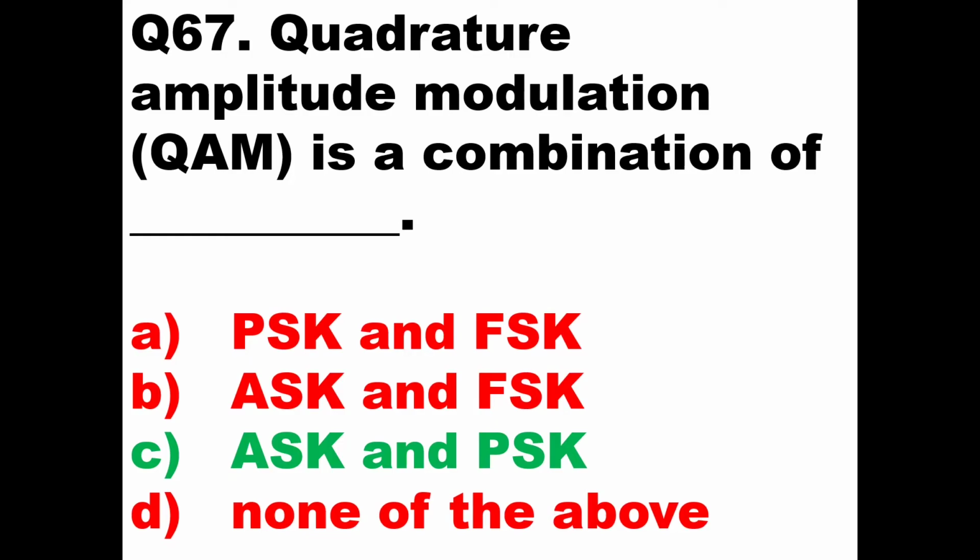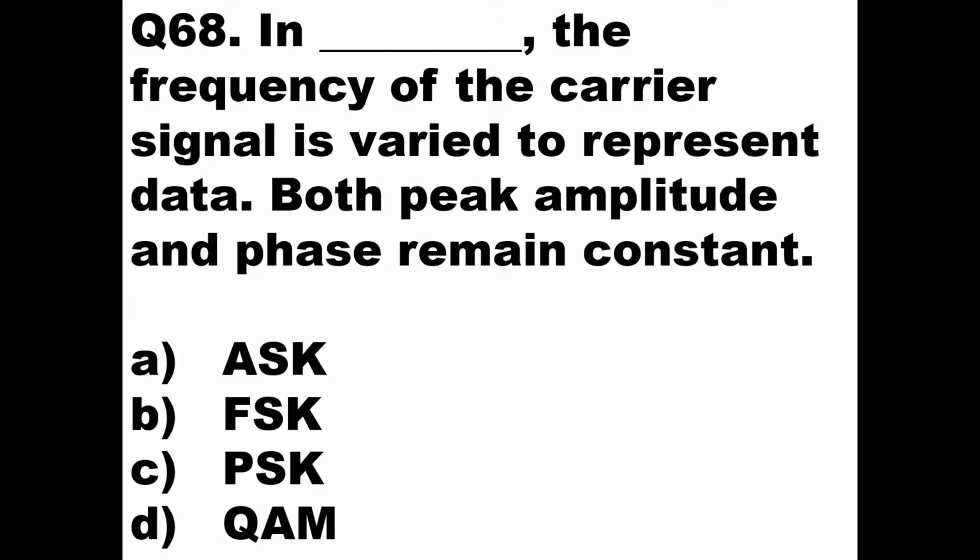Then we'll go to the next question, question number 68. In dash, the frequency of the carrier signal is varied to represent data. Both peak amplitude and phase remain constant. So here, if you are varying the frequency to represent data, then it is frequency shift keying, FSK.